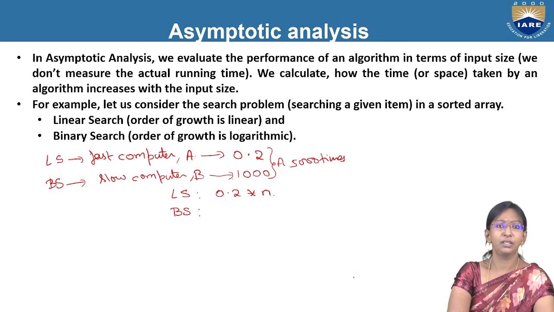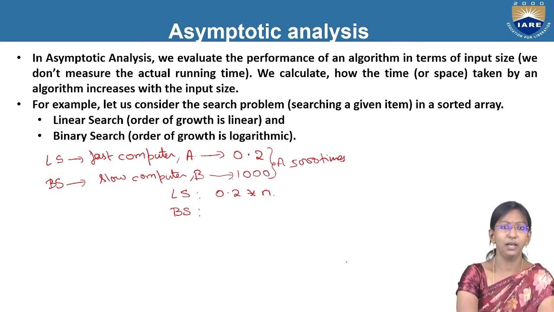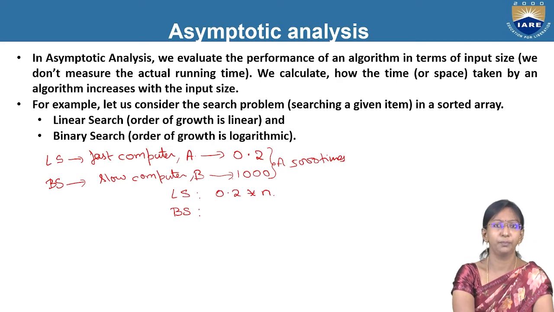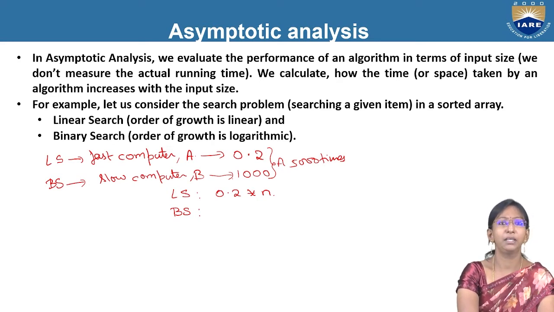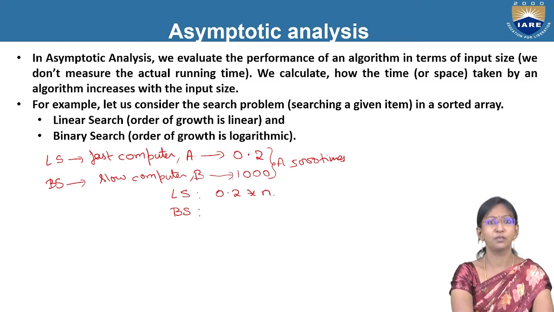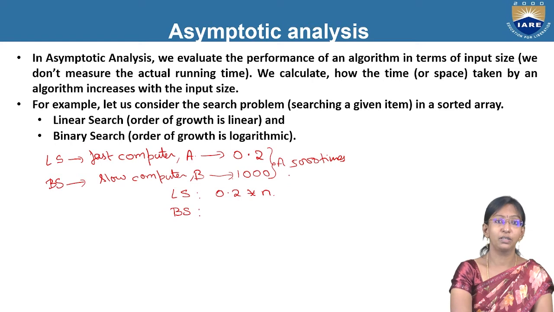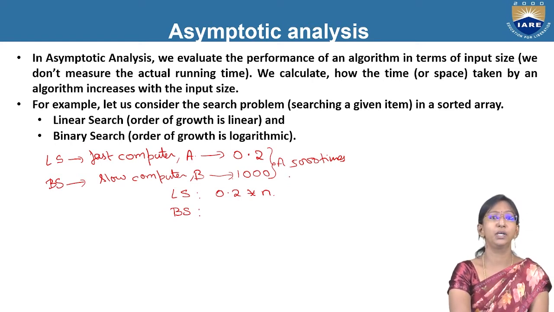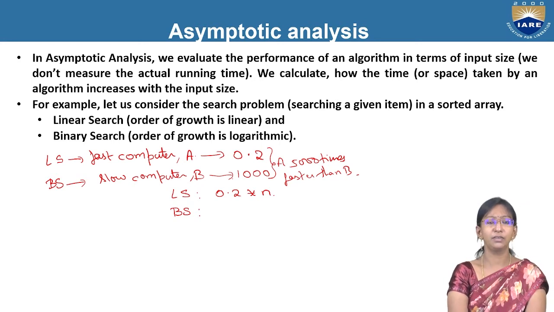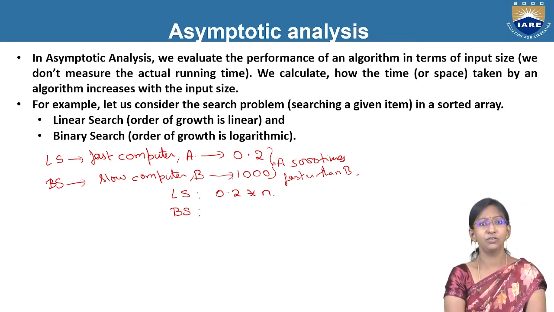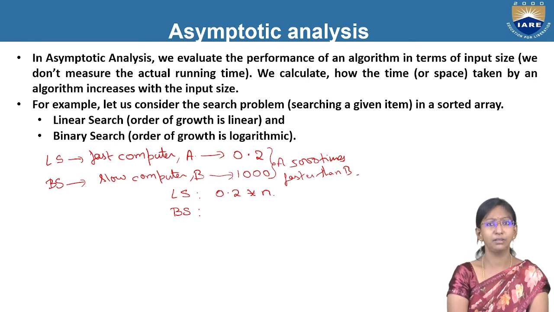I have fed the linear search algorithm into a fast computer A and binary search into a slow computer B. The amount of time taken by linear search is 0.2, whereas binary search is 1000 units of time. As a whole, I can clearly say that A is 5000 times faster than B, right? But you clearly know that linear search works in a linear fashion, whereas binary search works in a logarithmic way, right? So let me generalize this one.